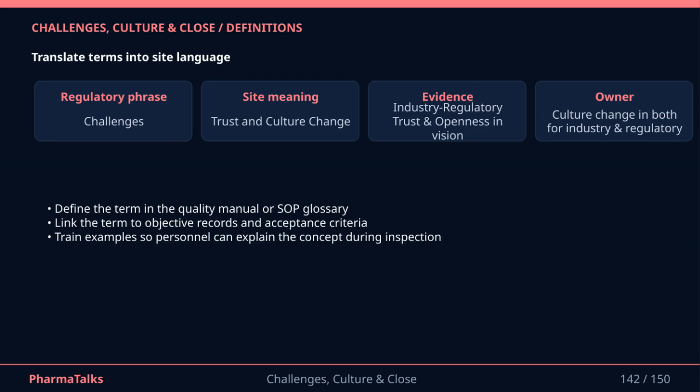To address these challenges, it's vital to define important terms clearly within the quality manual or SOP glossary. Linking these terms to objective records and acceptance criteria helps ground them in tangible standards. Additionally, providing training with practical examples empowers personnel to confidently explain these concepts during inspections. Ultimately, culture change involves commitment from both industry and regulators, aiming for a collaborative environment where challenges are openly discussed and addressed. This approach not only helps in overcoming obstacles, but also strengthens the overall quality and compliance framework.